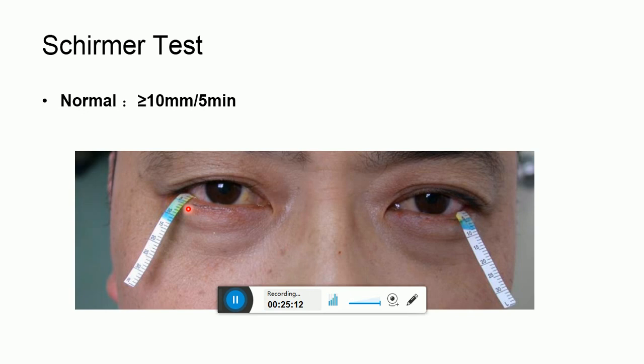Results can be variable and a single Schirmer test should not be used as the sole criterion for diagnosing dry eye, while repeatedly abnormal tests are highly supportive.